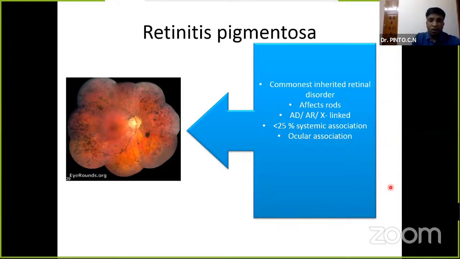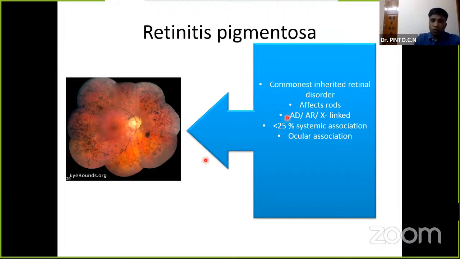Whenever the rods are affected, because the rods are distributed in the mid periphery, the patient will have poor vision at night time. In dim light they will have very poor vision because the rods are not functioning. That you should know. That is one of the earliest clinical presentations in a case of retinitis pigmentosa. They will present with night blindness.